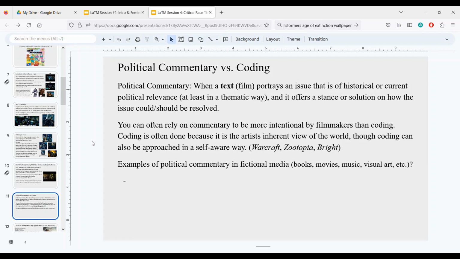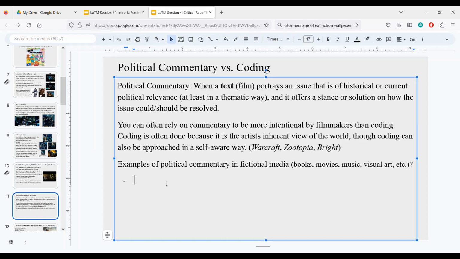Yeah. And then do you have any examples of political commentary in fictional media that you'd like to list as examples? Like, what was Captain America: The Winter Soldier about? I can't even remember. It's definitely political commentary, I would say. Oh, Don't Look Up. Yeah, Don't Look Up. It was about the environmental crisis. Yeah, global warming.